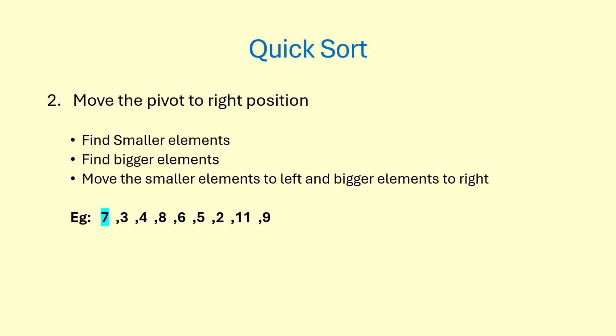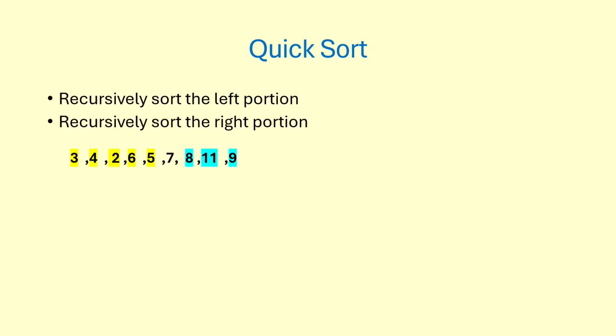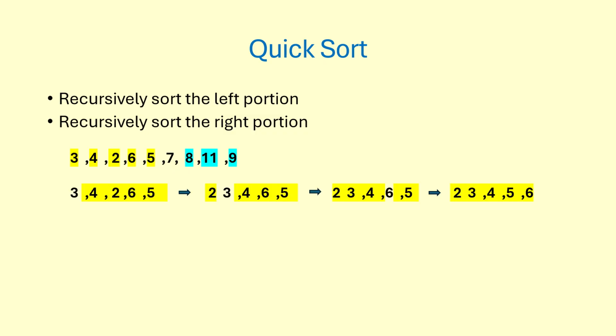In this example, if we take the extreme leftmost element 7 as the pivot, then move all elements smaller than the pivot, that is 7, into the left hand side and all bigger elements greater than 7 into the right hand side. After moving 7 into the right position, now we have to recursively sort the left partition and then recursively sort the right partition.